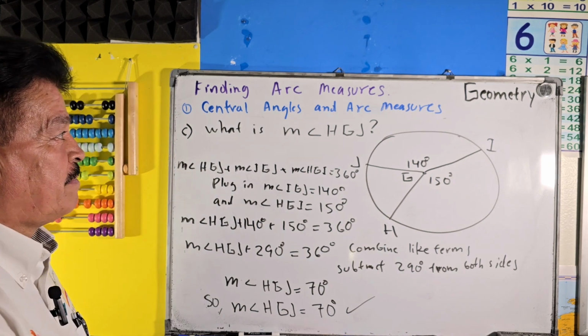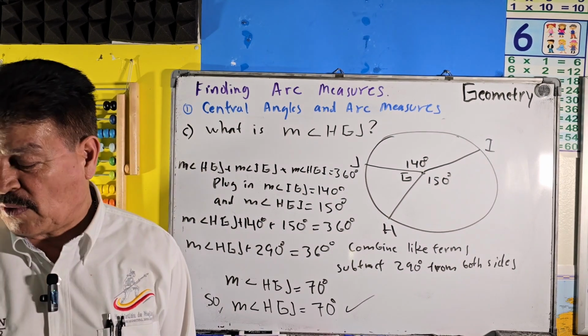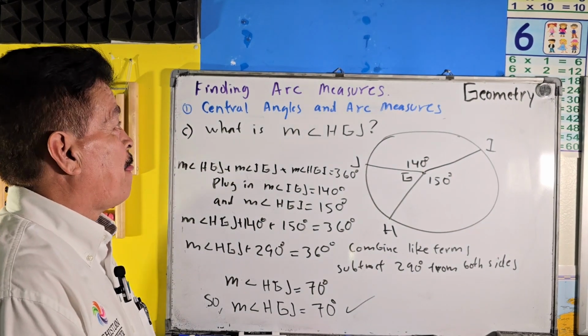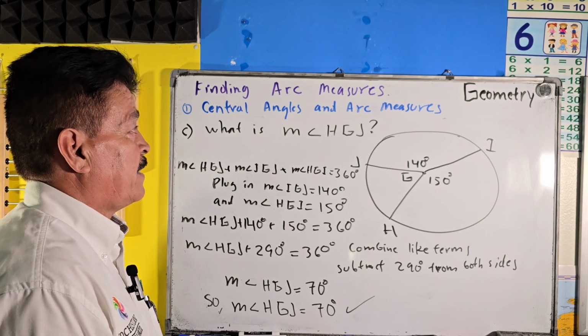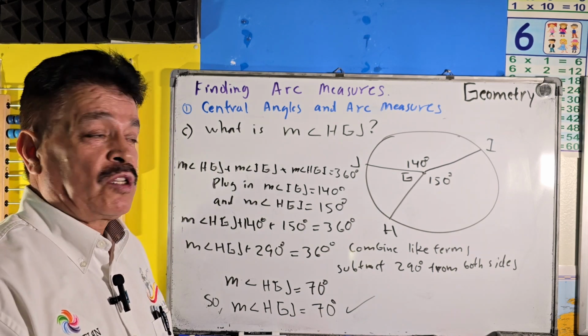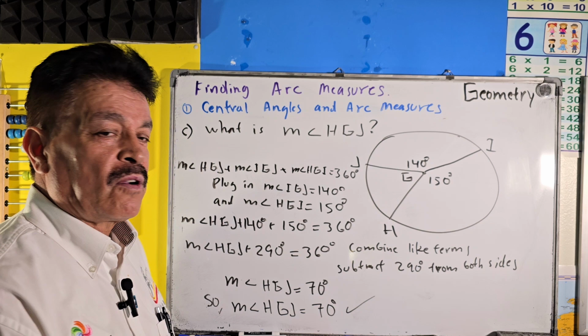So that's it, our class for today: finding arc measures, central angles and arc measures. Very, very simple using a circle.